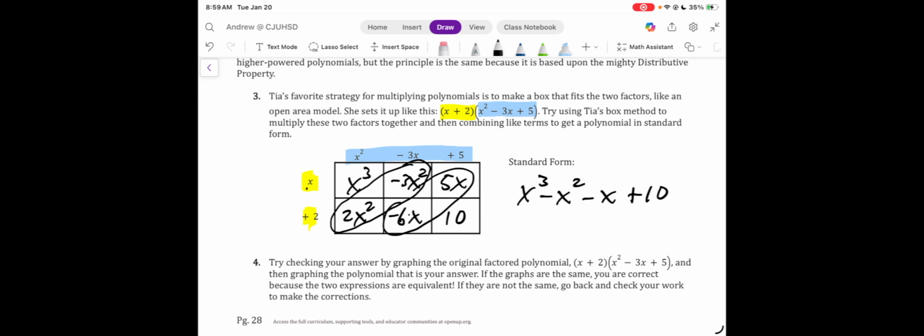There's our standard form. It says try checking your answer by graphing the original factored polynomial and then graphing the polynomial that is your answer. If the graphs are the same, you are correct. So that's something you could do in Desmos. We're not going to do that here.